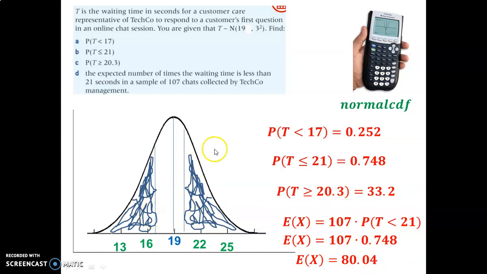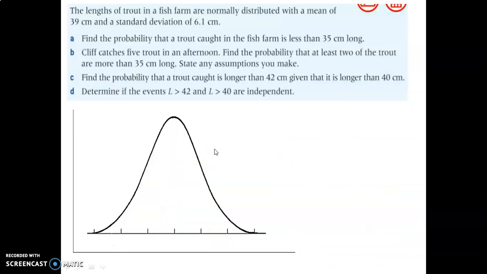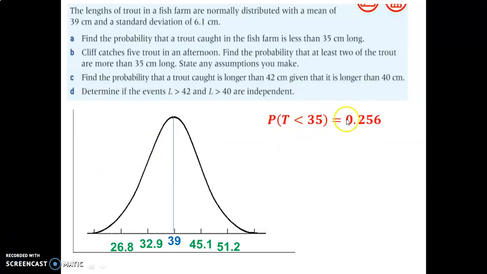Okay, great. That's a great introductory problem. Let's go to the next one. Try this one out. So for A, we're looking for a fish that is less than 35 centimeters. First, I set up my distribution here. So to find the probability of a trout that is less than 35, you just used your calculator again and got this number here. Next question.